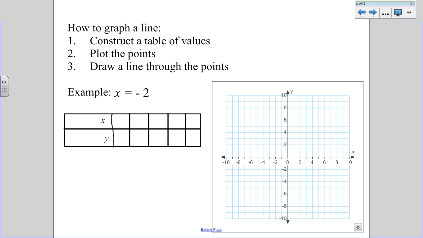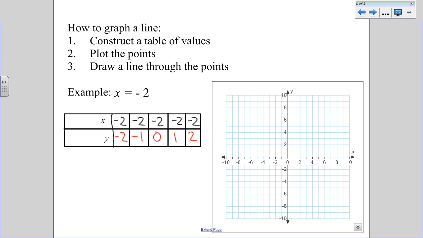I can't go start putting in 0, 1, 2 because it says x has to be negative 2. So that means all of my x values this time are predetermined for me. But my y values, I can pick anything I want. I want it to fit on my graph, and I want to get a good representation of what this line is doing.